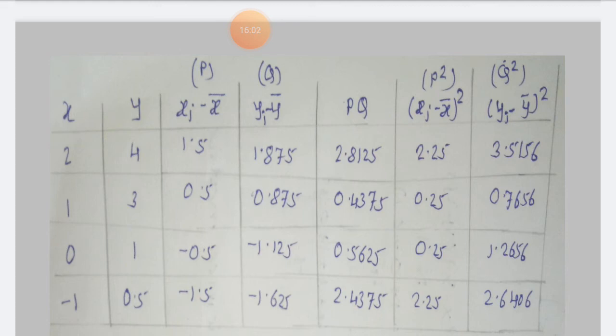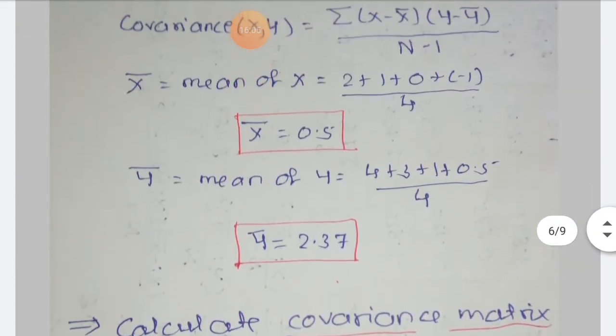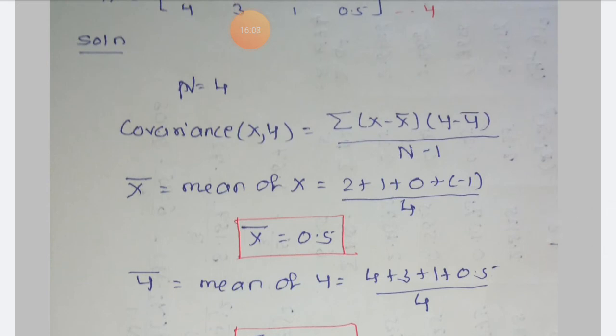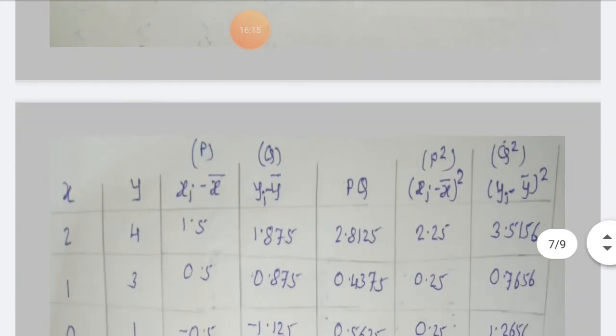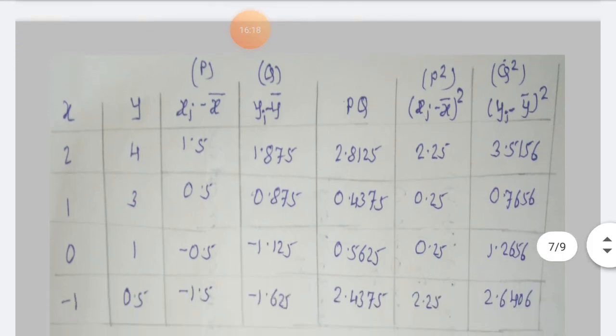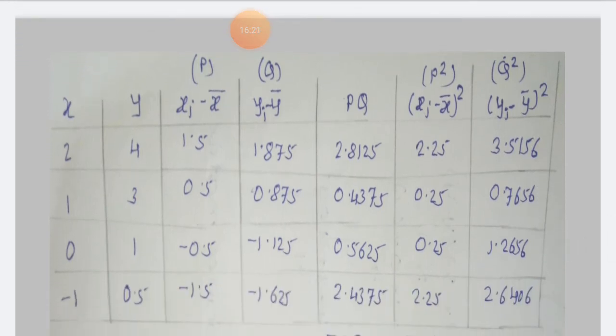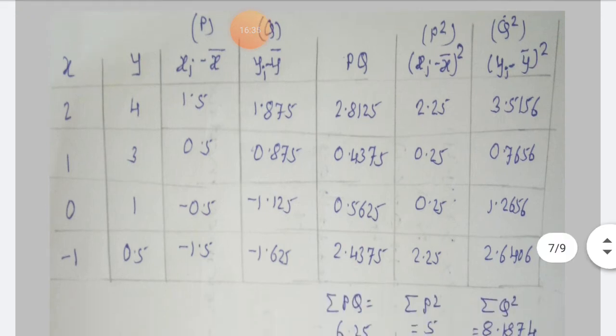Now to find the covariance matrix, or see the equation of covariance, we require this term: x minus x bar into y minus y bar. So let us find the fifth column as xi minus x bar into yi minus y bar. That means p into q. Just multiply 1.5 with 1.875. I am getting 2.8125. Similarly 0.4375. For the third data it's 0.5625, and finally I am getting 2.4375.